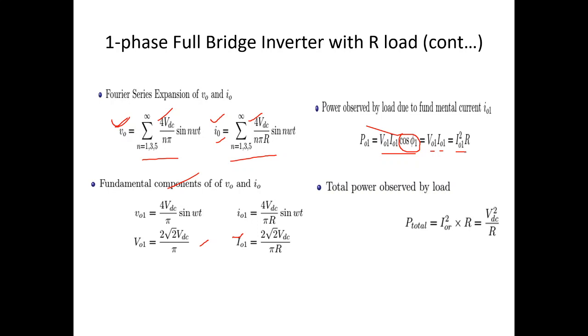If you want to find out the total power absorbed by the load, yes, you can find it out if you know the RMS value of the current flowing through the load. Its square into the resistance value would give us the total power absorbed by the load.